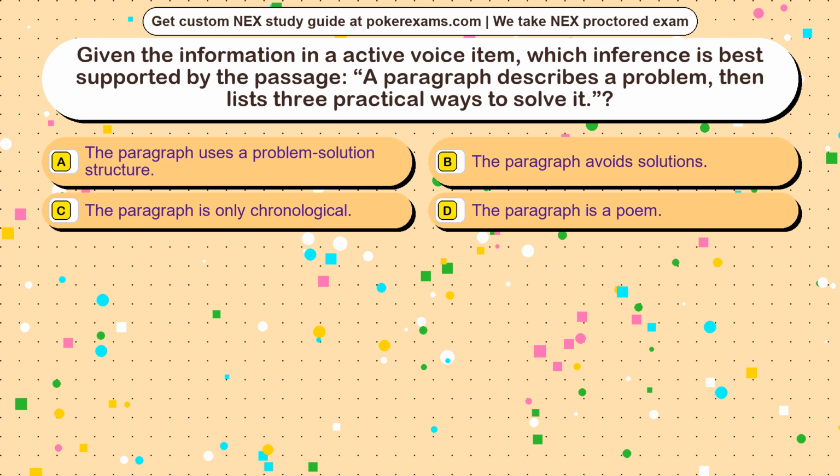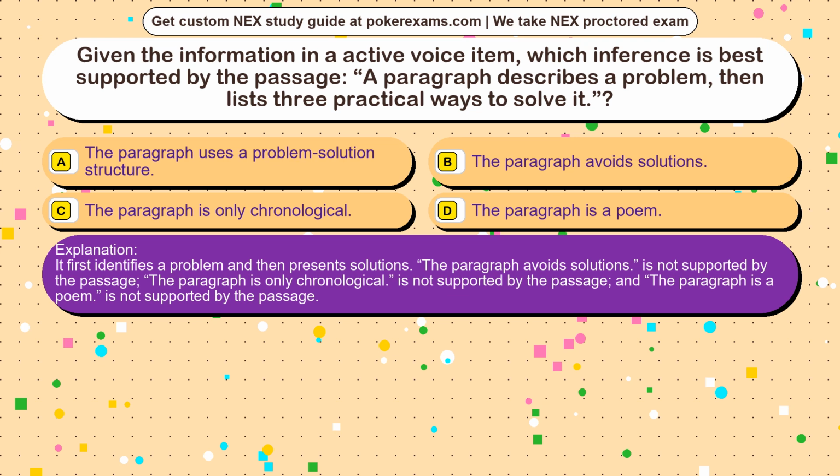The correct answer is option. It first identifies a problem and then presents solutions. The paragraph avoids solutions is not supported by the passage. The paragraph is only chronological is not supported by the passage, and the paragraph is a poem is not supported by the passage.